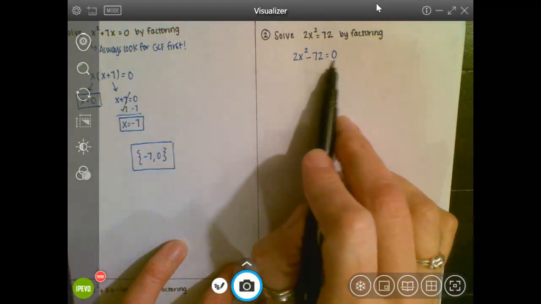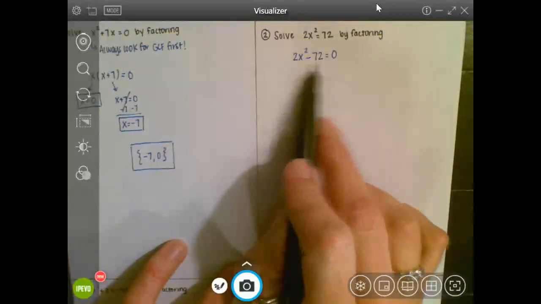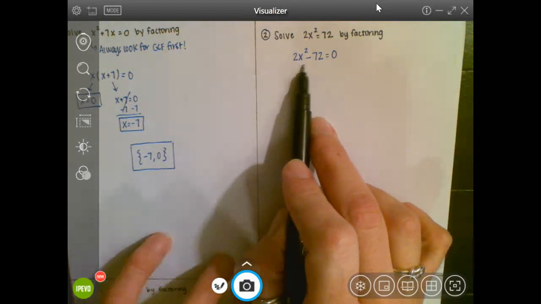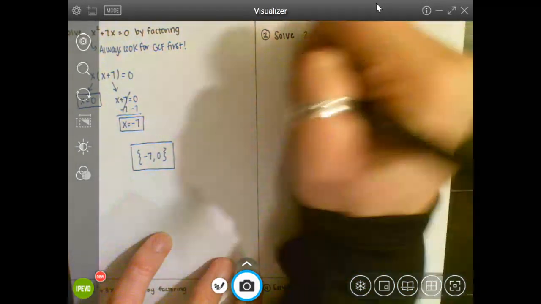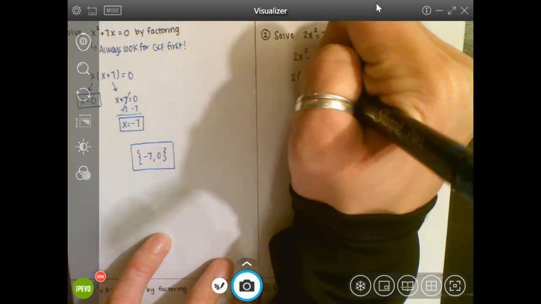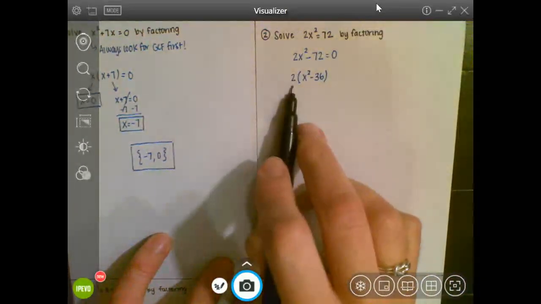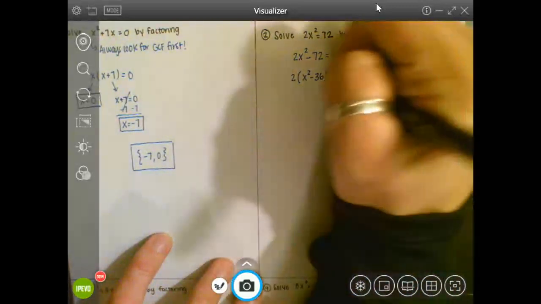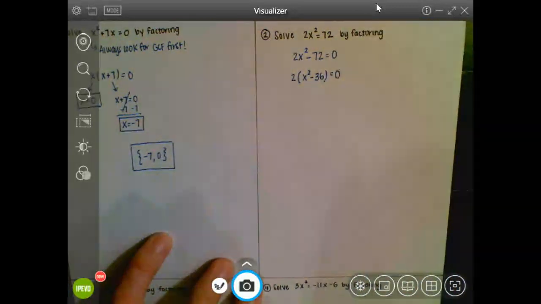Once I have that side equal to 0, then I want to look for a GCF over here, which again, I do have one. These two numbers share a factor of 2 that I'll go ahead and factor out. And that will leave me with a 2 times x squared minus 36 is equal to 0.